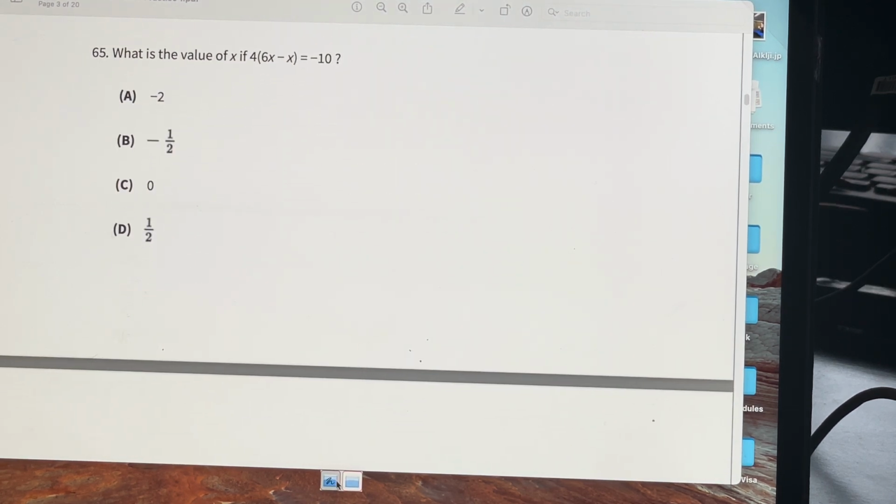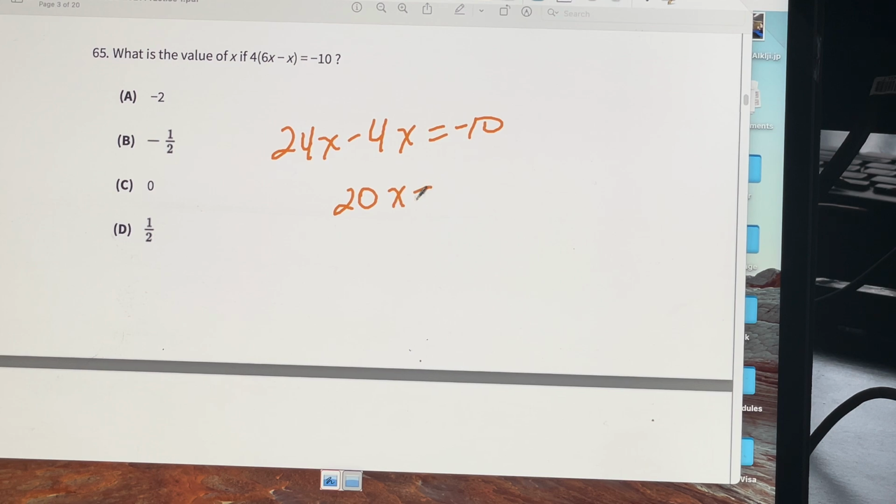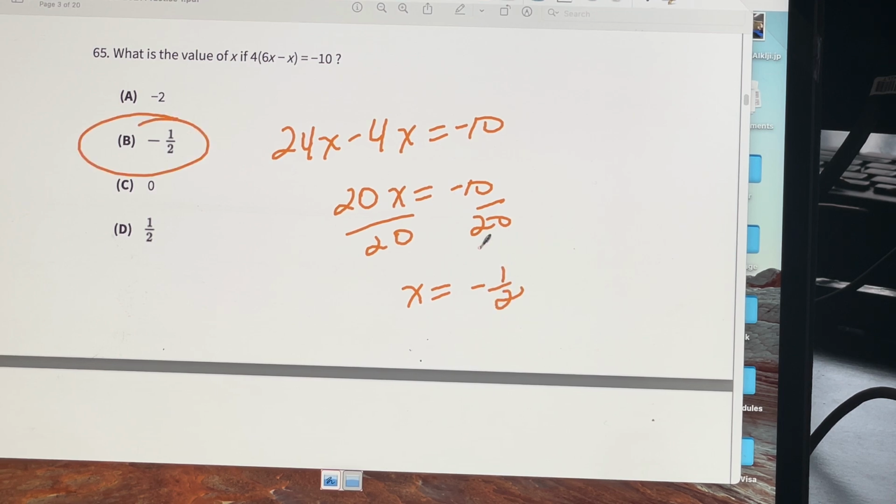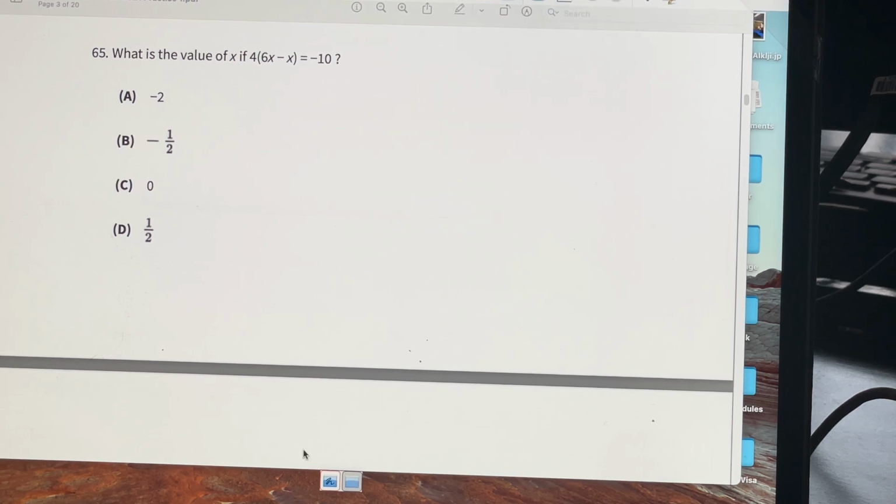All right, again, just more practice. So we do the distributive property, and we get 24x minus 4x equals negative 10. We get 20x equals negative 10. So divide by 20 on both sides. x equals negative a half, because we can simplify. All right, so that one is done.